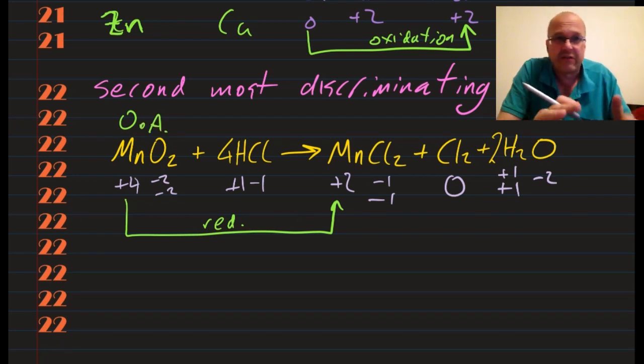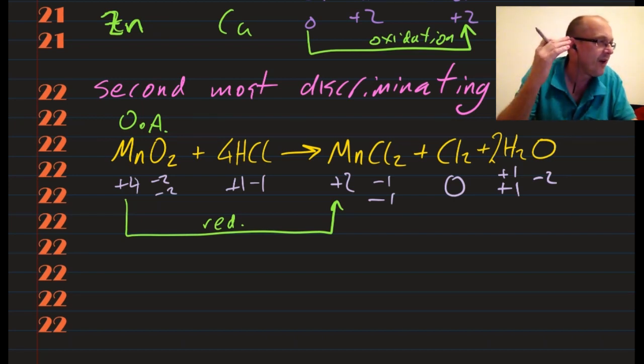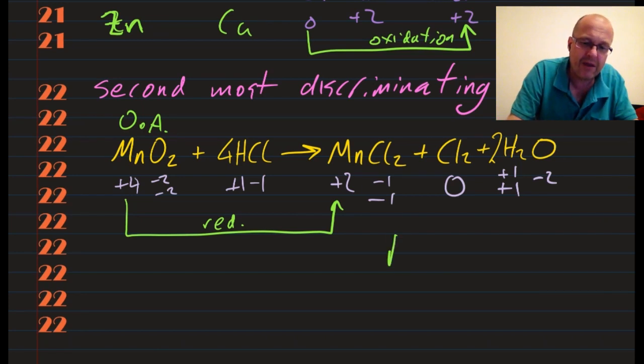The oxidizing agent is itself reduced. That's how I remember it. The oxidizing agent is itself reduced. Is that enough? Oxidizing agent? And that narrows it down to B or D.